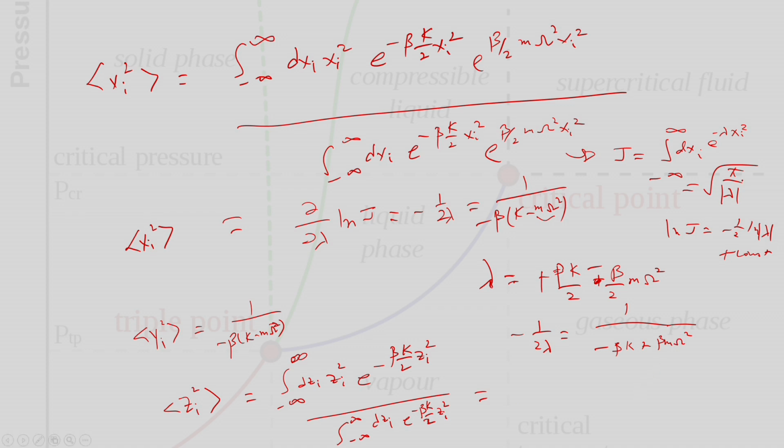Differentiating ln j with respect to lambda gave me minus 1 over 2 lambda. So, it is minus 1 over 2. Well, actually, sorry, it becomes plus here. I made mistakes twice. See, j is nothing but lambda raised to minus 1/2, so ln of that is minus 1/2 ln of lambda. Yeah, so that was correct.